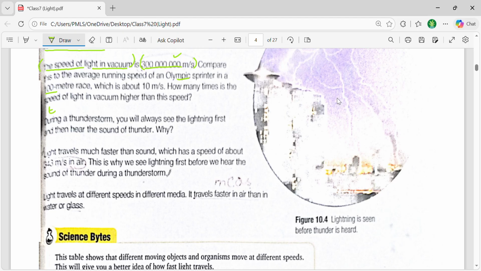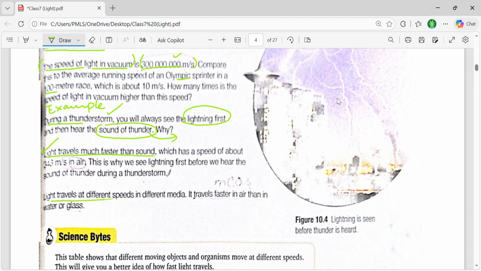Then they are going to give you the example. They could ask you to compare the speed of light and the speed of sound, and the classical example you can give is the thunderstorm. Whenever there is a thunderstorm, you see the lightning first and hear the sound later. They can ask you the explanation for that, and it is given in the very next paragraph. Light travels at a much faster speed than sound, so it reached the earth and your eyes first, and the sound came later. That's the phenomenon behind it.